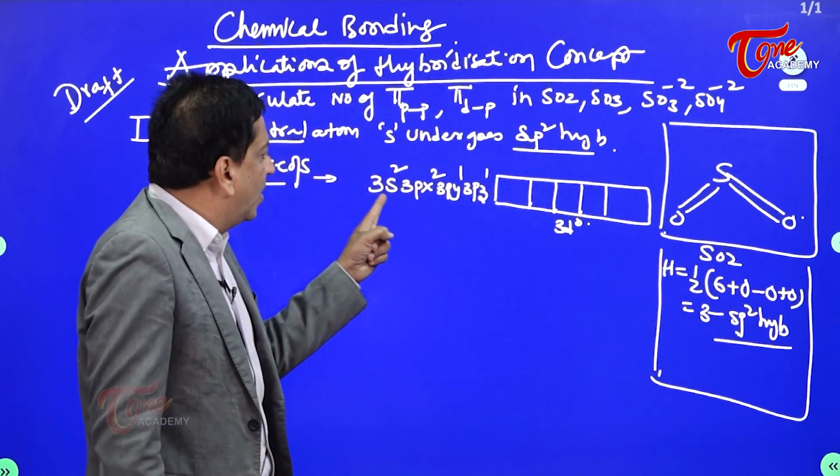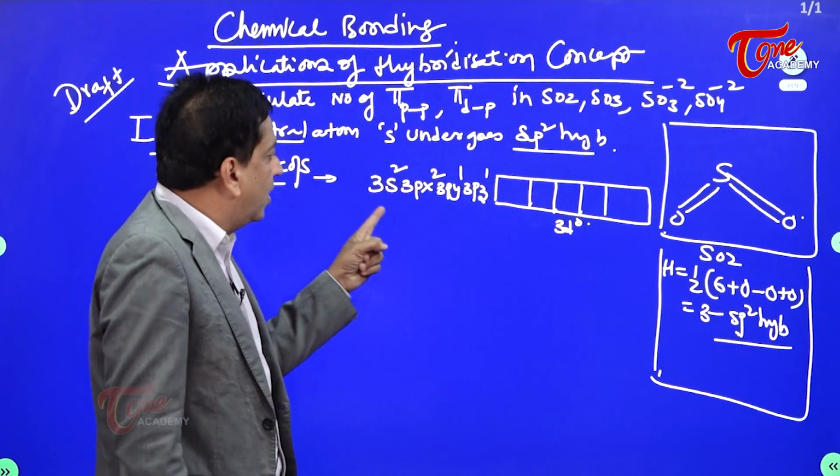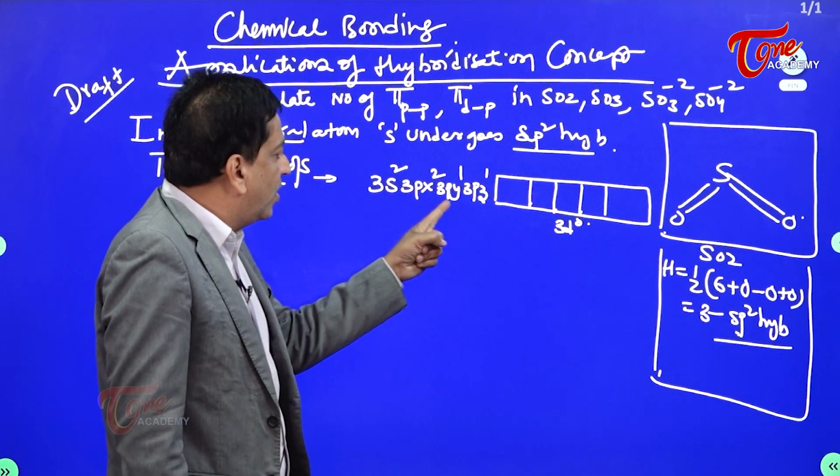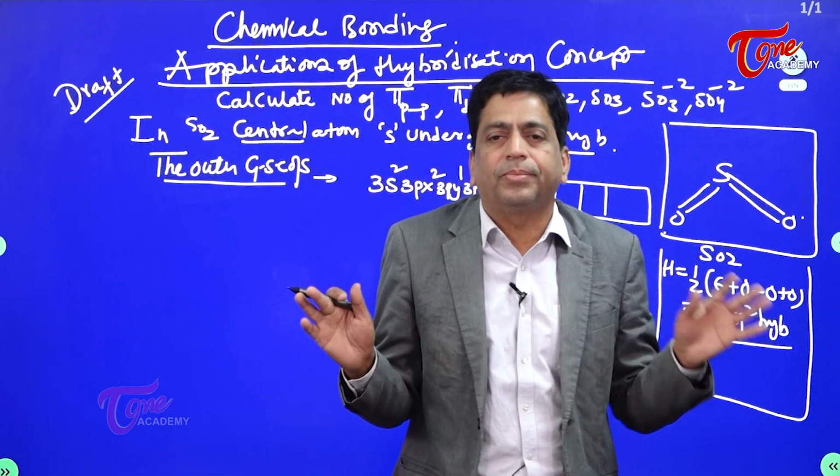You can see here, total 16. The 10 I didn't write because I'm writing only the outermost shell. 10, 12, 14, 15, 16. And the entire D is vacant. And now I'm sleeping. This is the ground state.